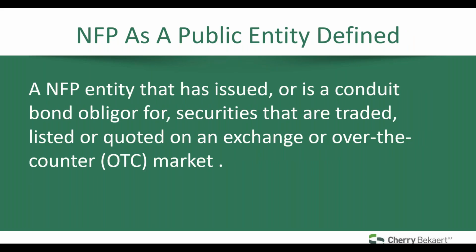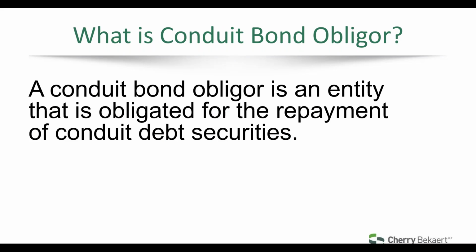So let's talk about what makes a not-for-profit a public business entity. The definition that FASB has issued is that a not-for-profit entity that has issued or is a conduit bond obligor for securities that are traded, listed, or quoted on an exchange or an over-the-counter market will be considered a public business entity. So what is a conduit bond obligor? A conduit bond obligor is an entity that is obligated for the repayment of conduit debt securities.